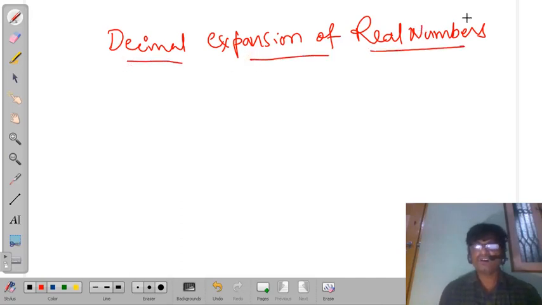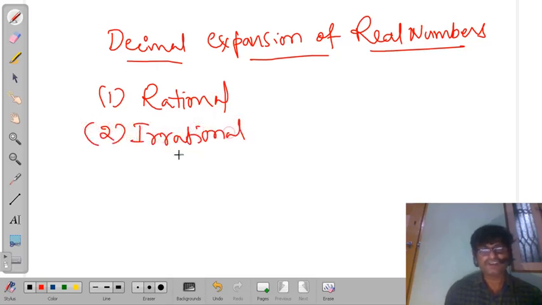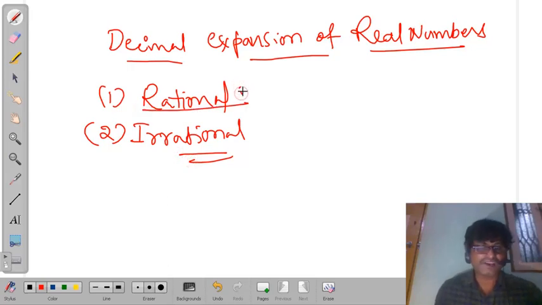Now coming to real numbers, we have two categories in that. What are the two categories we have? One is rational numbers, and the other one is irrational numbers. Now let us take first rational numbers. So how will be the decimal expansion of rational numbers? Let us see that one. By taking some examples, let us examine the pattern of the decimal expansion of rational numbers.